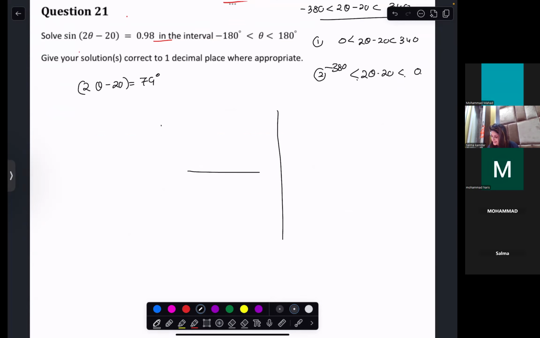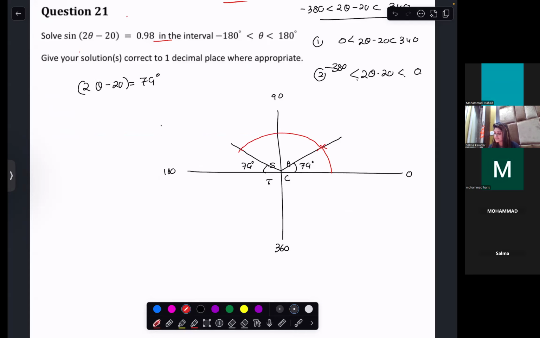Now I start making my CAST diagram. This is for sine. My principal value is positive 79 degrees. You're with me? Now I define my boundaries, which are 0, 90, 180, 360, and 340. I will start with 0. My first hit is 79. Yes or no?